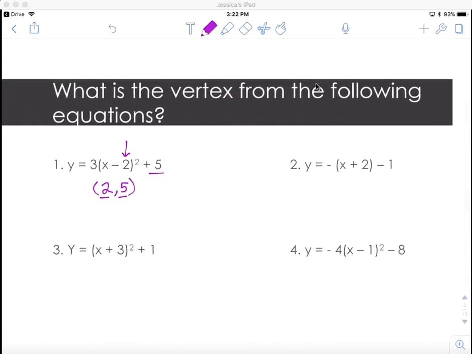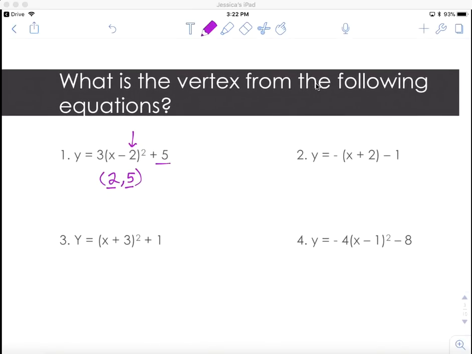Go ahead and pause the video, try to name the vertex for 2, 3, and 4, and then restart once you're ready to check. For number 2, your vertex should be negative 2, negative 1. For number 3, your vertex is negative 3, positive 1. Be careful with your signs. And then for number 4, my vertex is positive 1, negative 8.